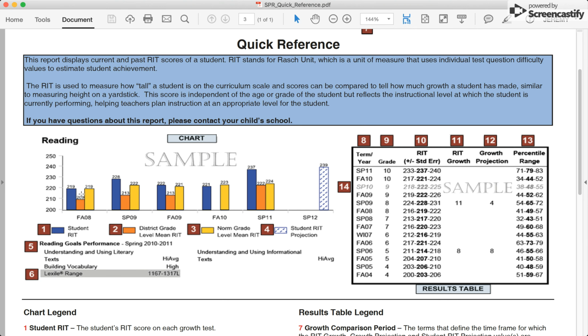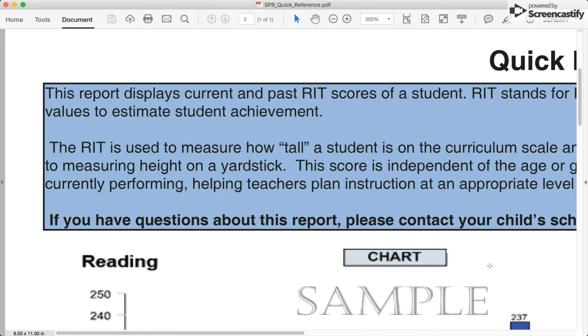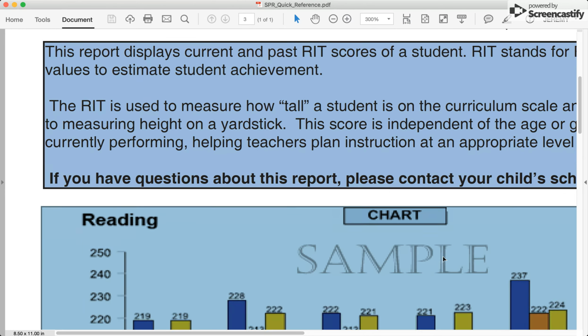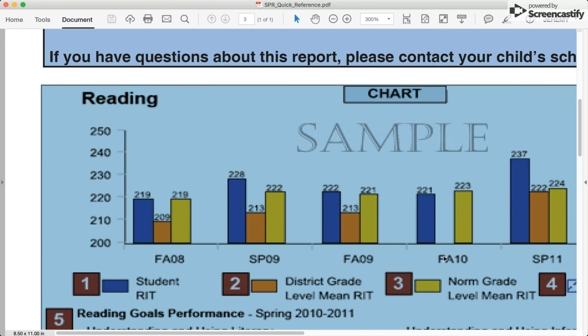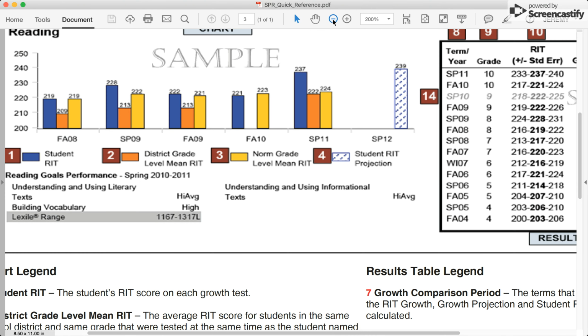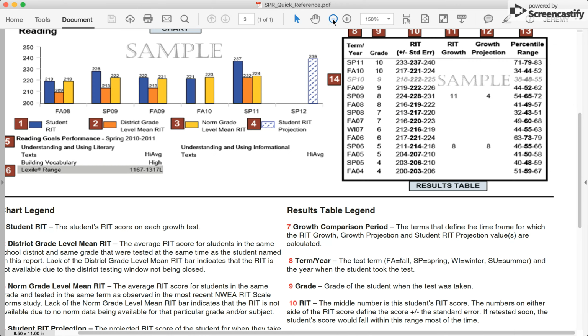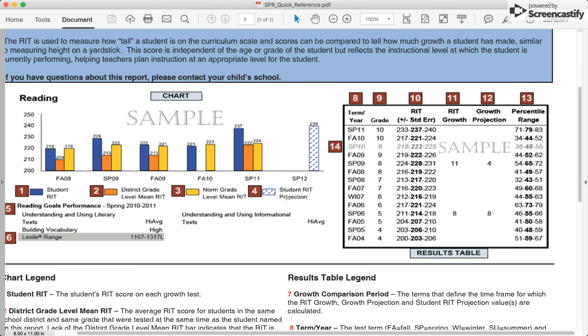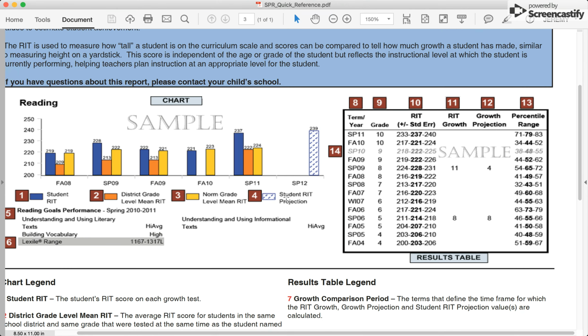So you can see in this sample, when we look right here, your child will be showing like fall of 2008, for example. Your child scored a 219 in reading, and then spring of 2009, a 228. Now, these are RIT scores. We're not going to get into the minutia of what these really are at this point because we're just trying to talk about what's going to drive effective conversation between you and your child.